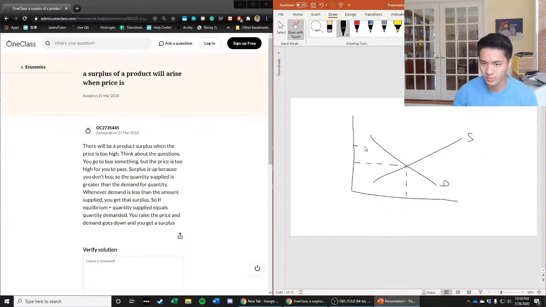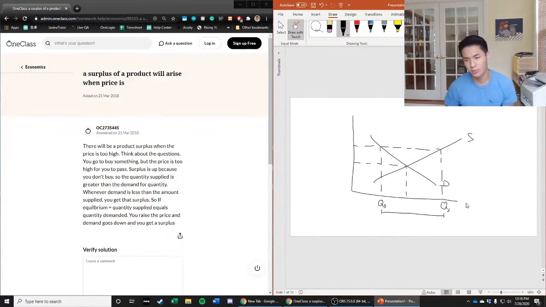So we would actually expect it to be somewhere like this, right? At a higher price level, this quantity would be quantity supplied, and then this quantity over here would be quantity demanded, and our surplus is the difference between these two quantities. So the answer to this question then is that a surplus of a product will arise when price is greater than the equilibrium level, right? At any level in which the price is above this equilibrium, P star, you're experiencing a situation where quantity supplied is greater than quantity demanded.